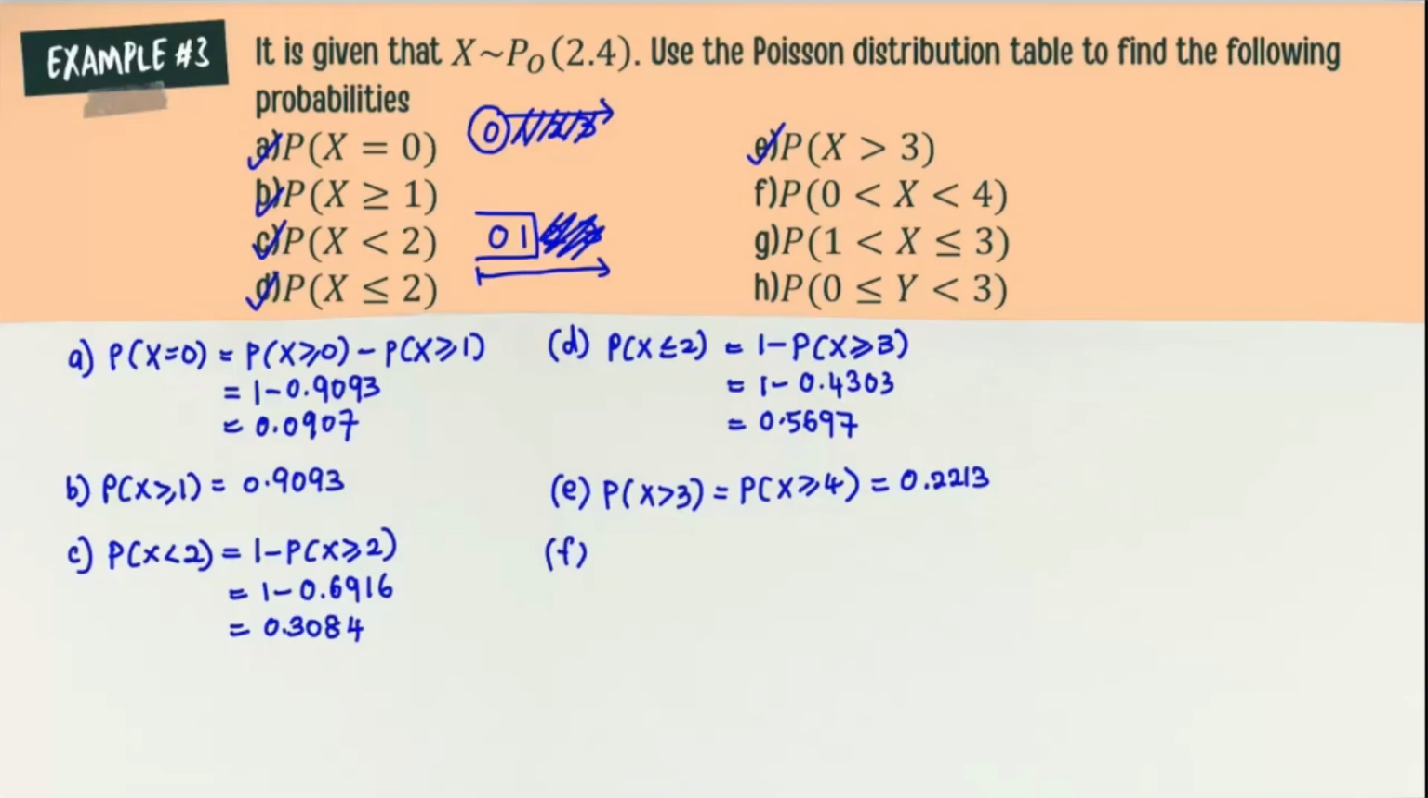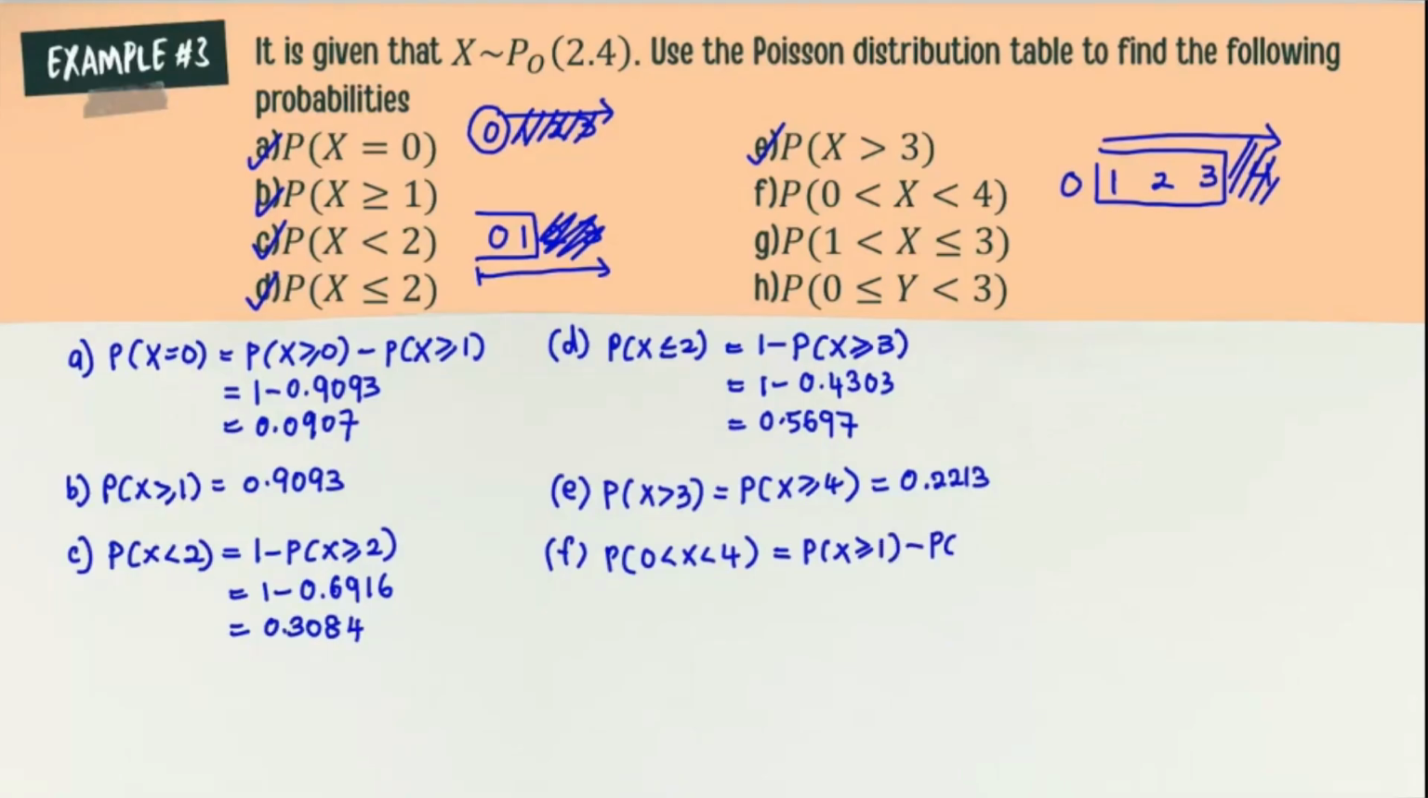Now let's look at F. Okay. Probability untuk X between 0 and 4. So 0, 1, 2, 3, 4. So 0 dengan 4 dia tak nak, kita nak yang tengah ni je. Okay, so apa yang kita buat? Greater than or equals to 1 minus dengan greater than or equals to 4. So P of X greater than or equals to 1 minus P of X greater than or equals to 4.